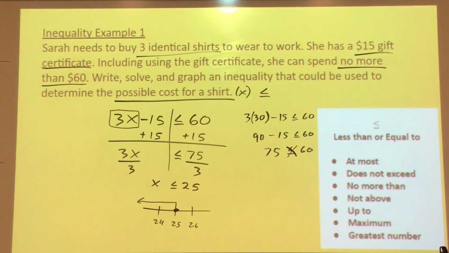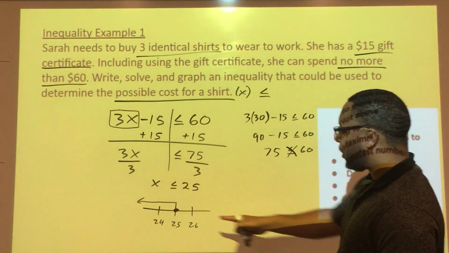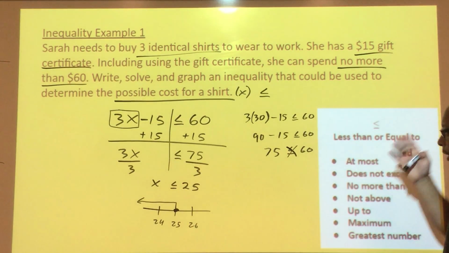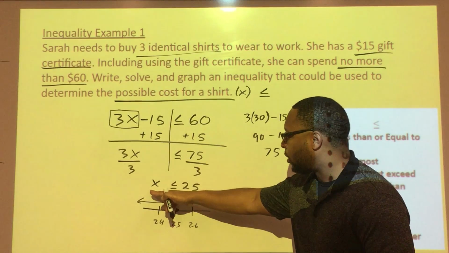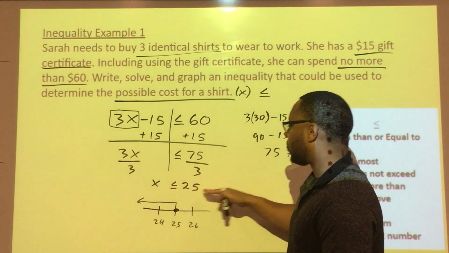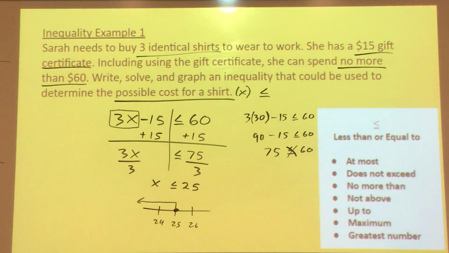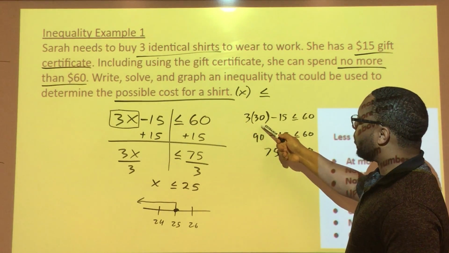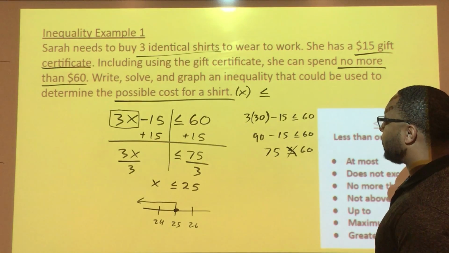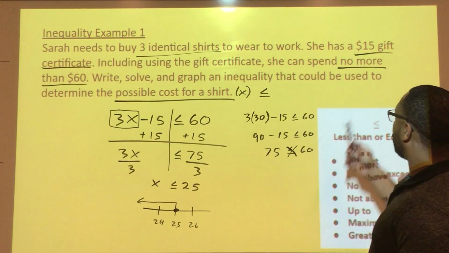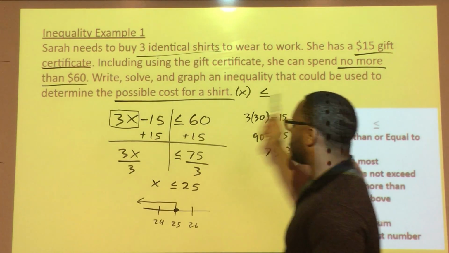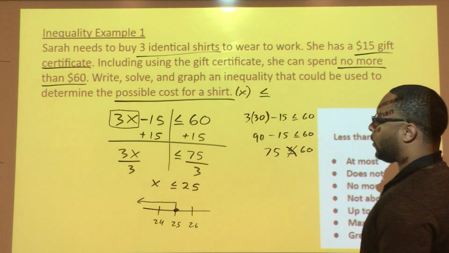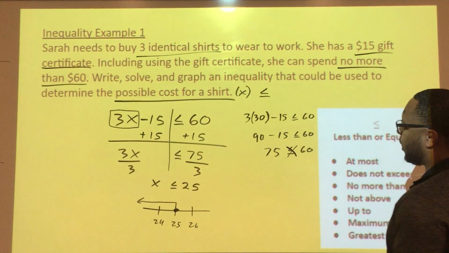And why is it not true? Well, because I plugged in a number that is greater than 25, and the inequality is saying that it will only work with numbers that are less than or equal to 25. So that means if Sarah wants to buy a $30 shirt, she will not be able to do that if she plans to spend no more than $60. The shirt can't be 30. The shirt has to be 25 or less.